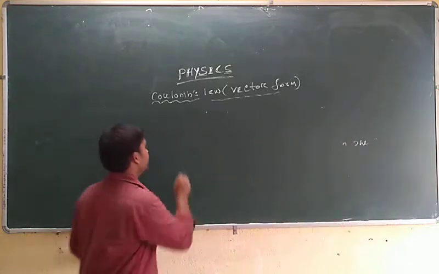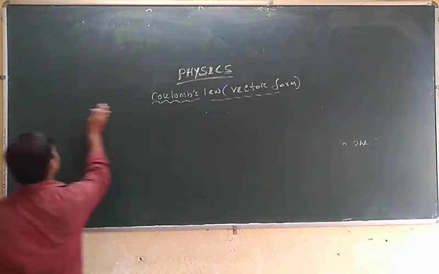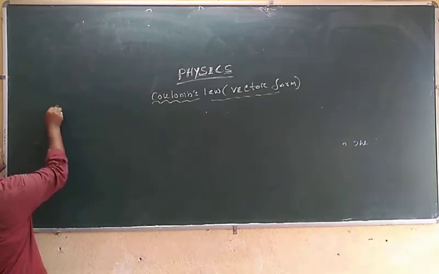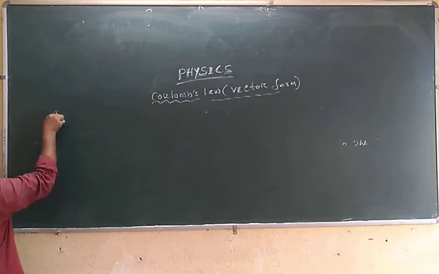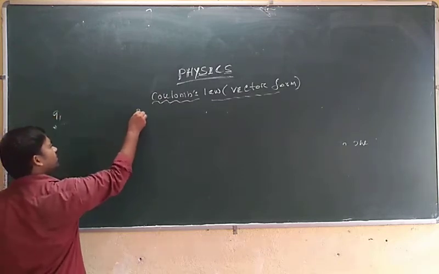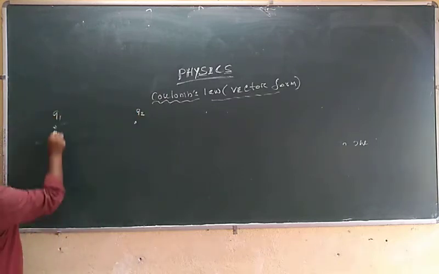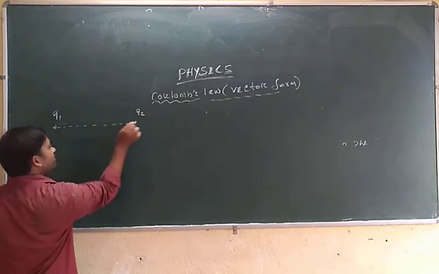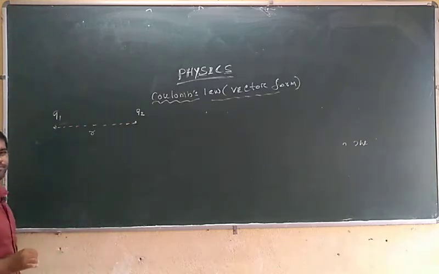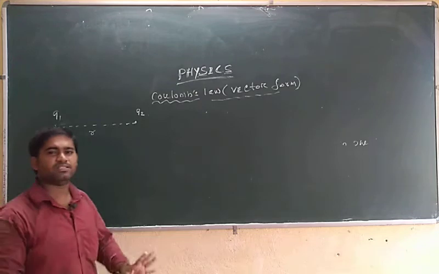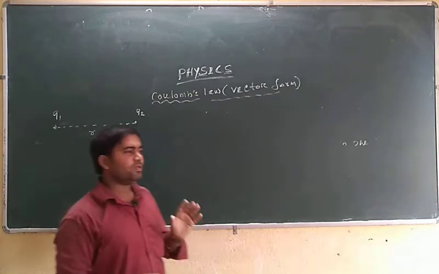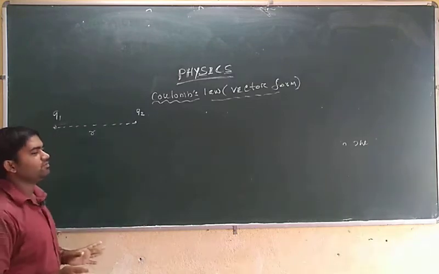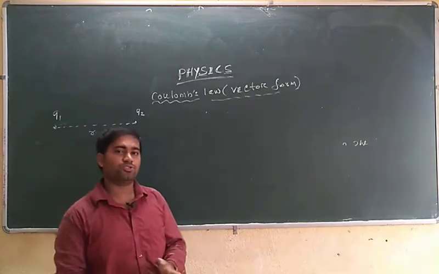Suppose I take two charged particles, two point charges, one is q1 and another one is q2, and q1 and q2 are separated by distance r. This is the displacement in between the two charges. Now we can represent this in vector form, as for the direction of motion.